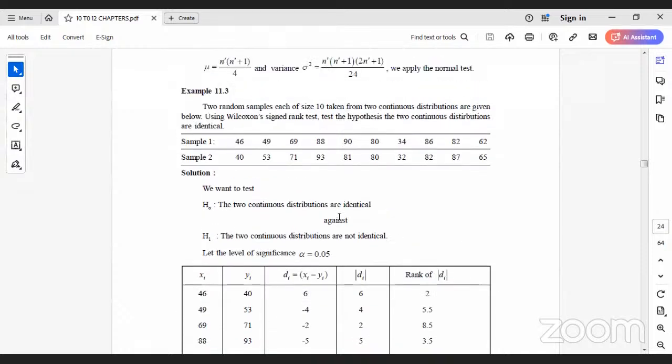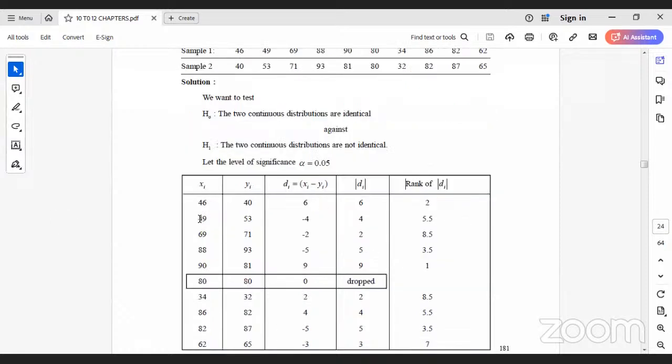So look here, you can write the difference. xi minus yi: 46 minus 40 is 6, 49 minus 53 is minus 4, 69 minus 2... 88 minus 80, 90 minus 81 is 9, 34 minus 2, 86 minus 82 is 4, minus 5, minus 3.